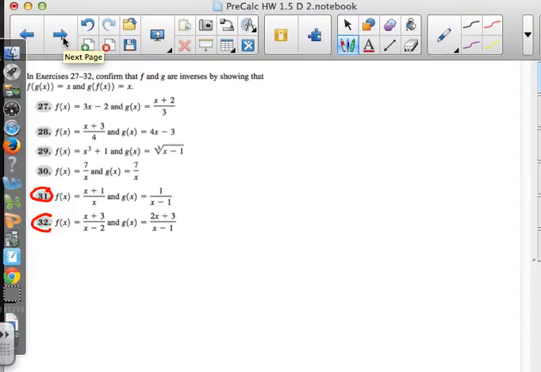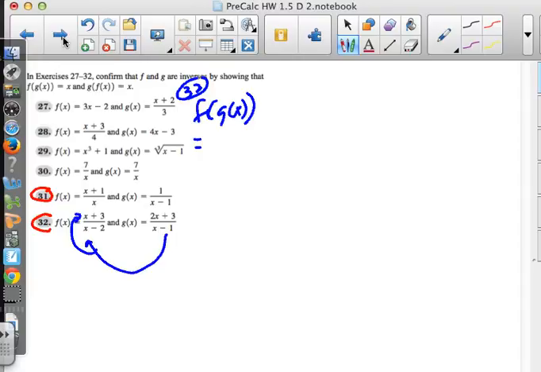And for 32, same thing. We've got a lot of places to put these fractions, so let's try f of g of x, and that will mean we're going to take this function and we're going to be putting it in 2 different places. So 2x plus 3 over x minus 1 plus 3 over, and then we'll have it down there again, so 2x plus 3 over x minus 1 minus 2.